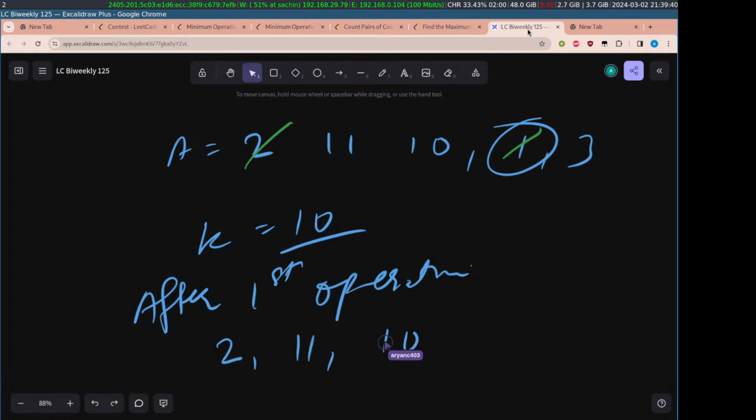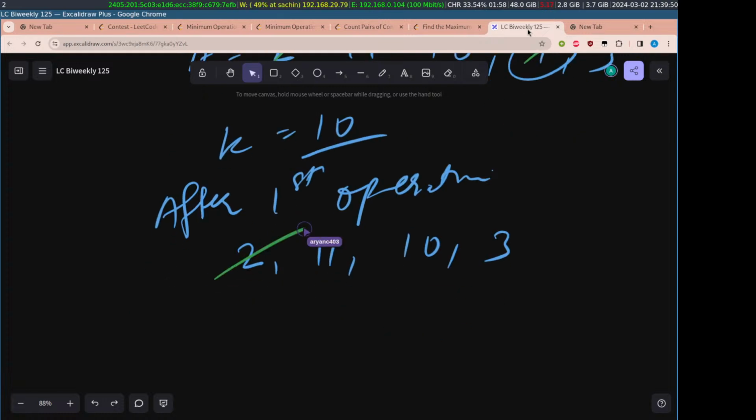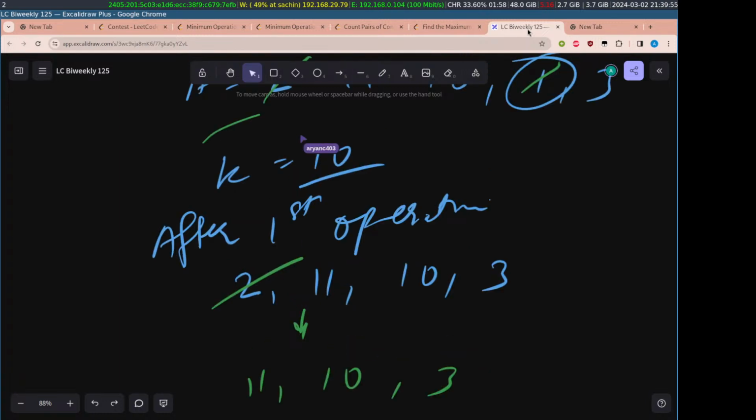And k is equal to 10. We have to keep doing the operation as long as there is at least one element which is less than 10. The updated array 11, 10 and 3 still has an element which is less than 10, so we should do one more operation and delete the smallest element from the array. Now all the elements are greater than or equal to 10, and if we count the number of operations, we have done 3 operations. In the first operation we deleted 1, in the second operation we deleted 2, and in the third operation we deleted 3.